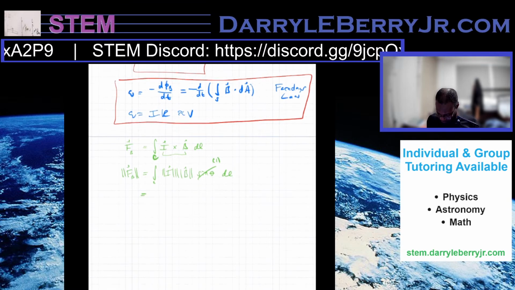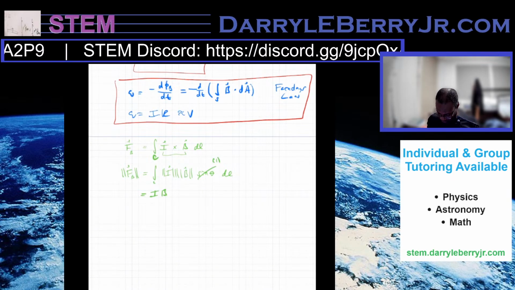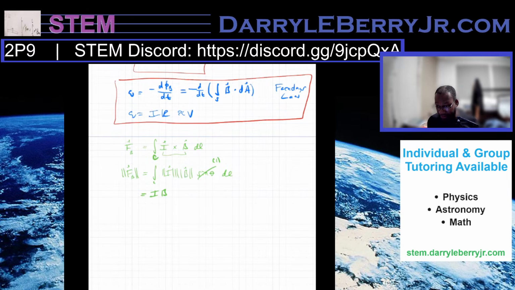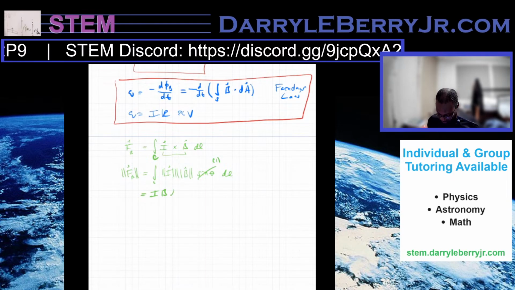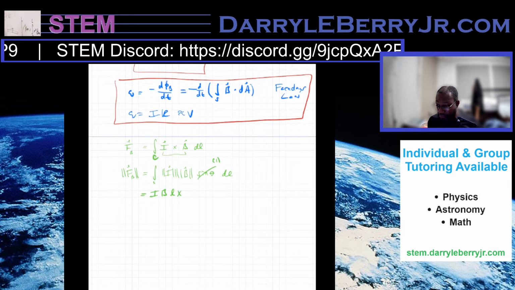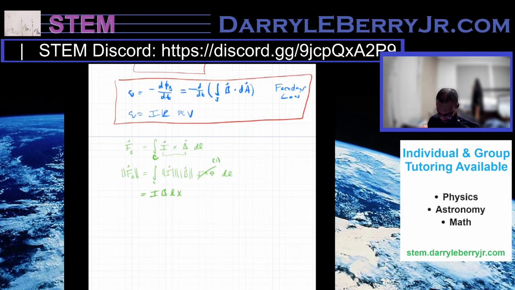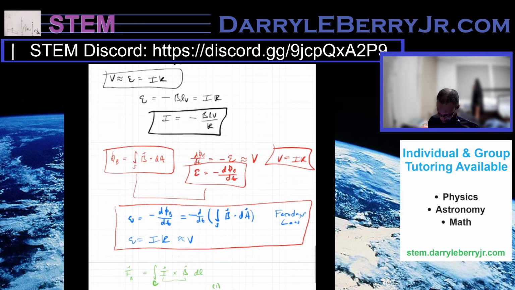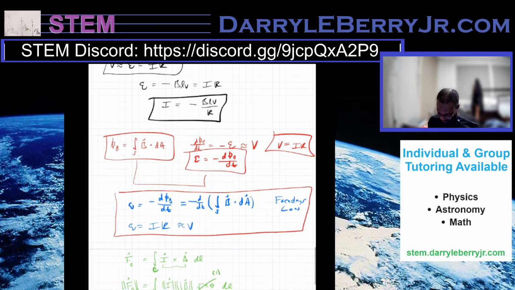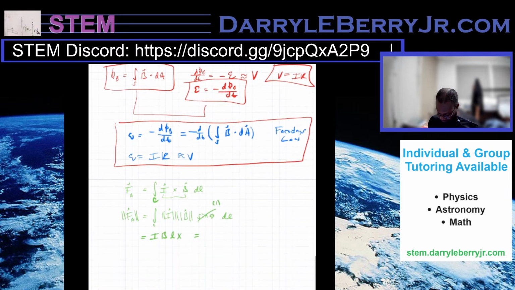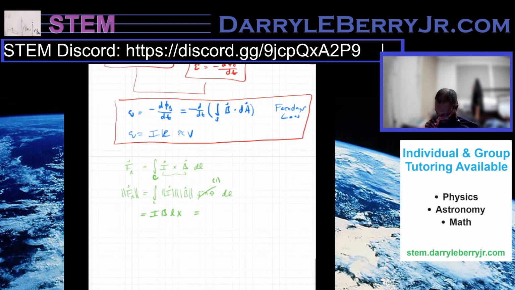This will be IB, and the loop should be LX. I'm thinking of this properly. And I, we have from up here, is negative BLV over R. We want the magnitude, so we'll get the positive.